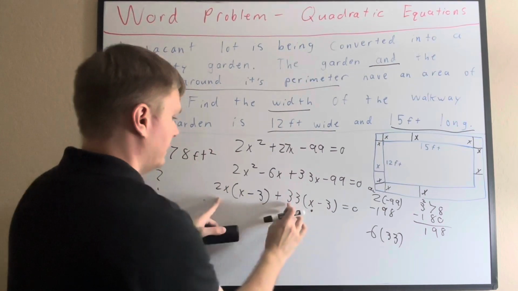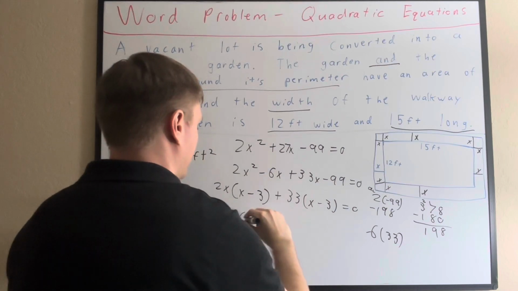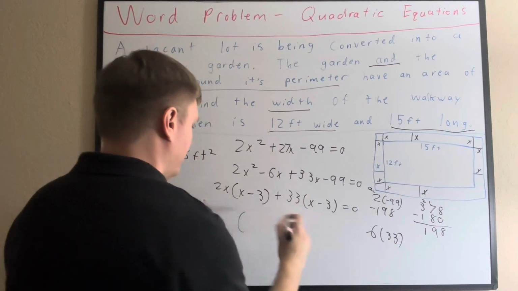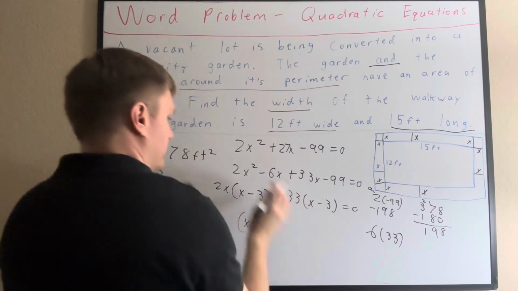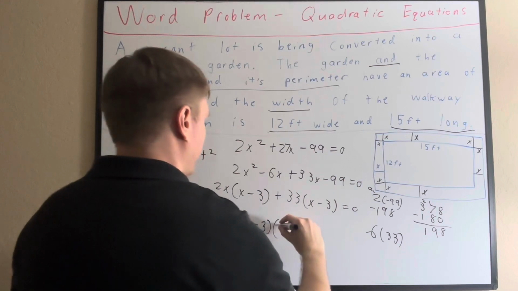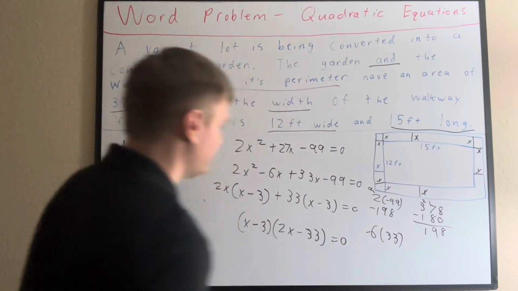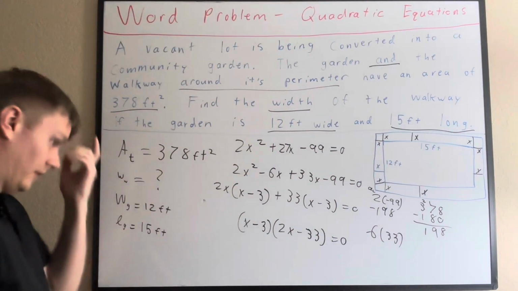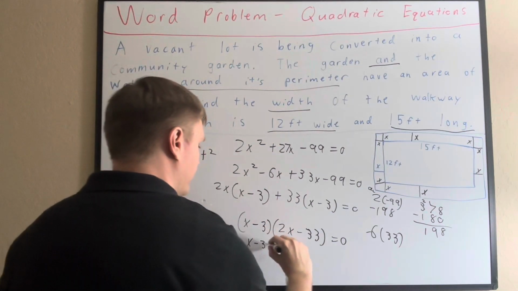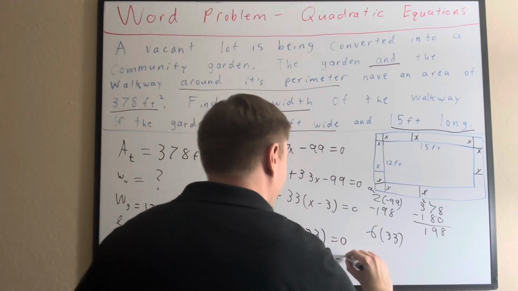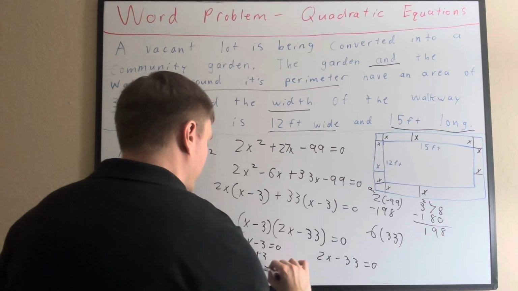And the last step in grouping is we factor out the x minus 3, because it's the same thing being multiplied by 2 different numbers being added together. We're left with 2x plus 33 equals 0. And just like any quadratic equation, we set each of these equal to 0. So x minus 3 equals 0, and 2x plus 33 equals 0. Plus 3, x equals 3 feet.